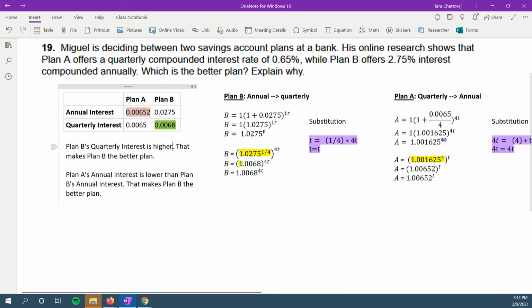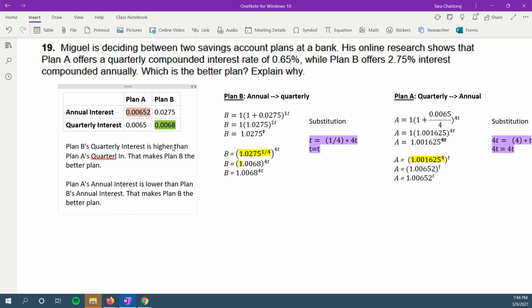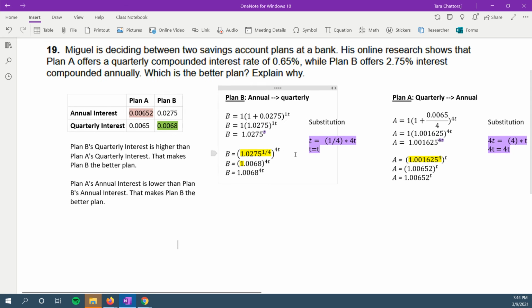And that's the same thing here. We could be a little bit clearer: higher than Plan A's quarterly interest. Remember, we can only compare things that are similar. So in this case, quarterly and quarterly or annual and annual. And there you have it.